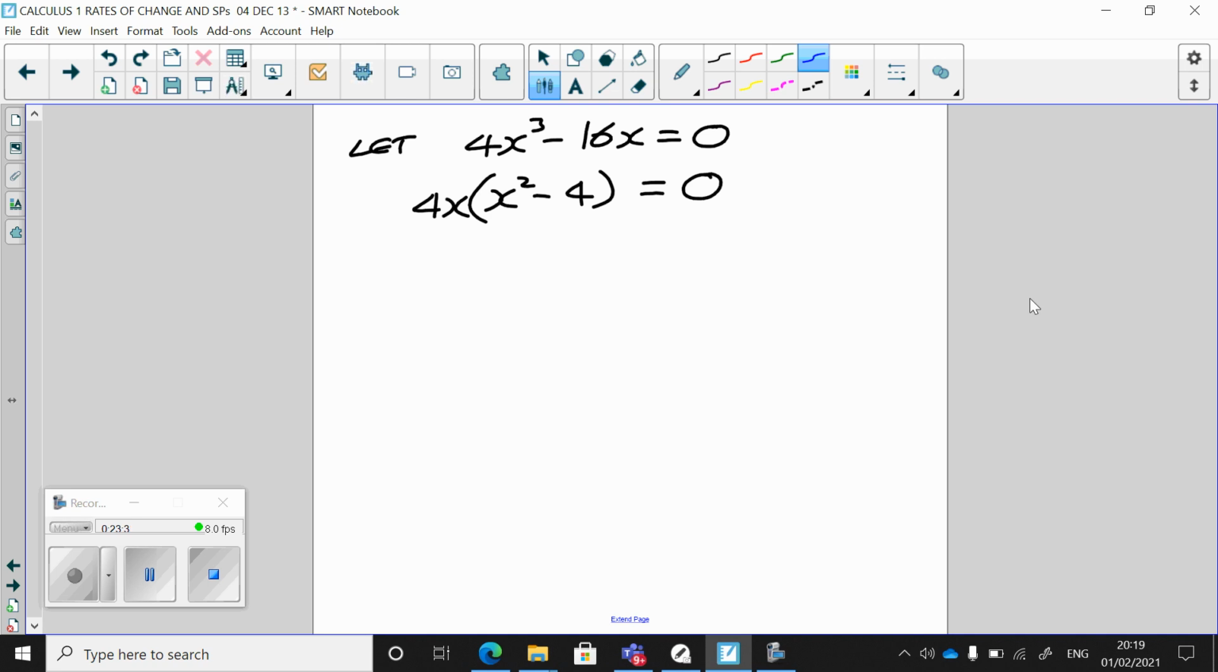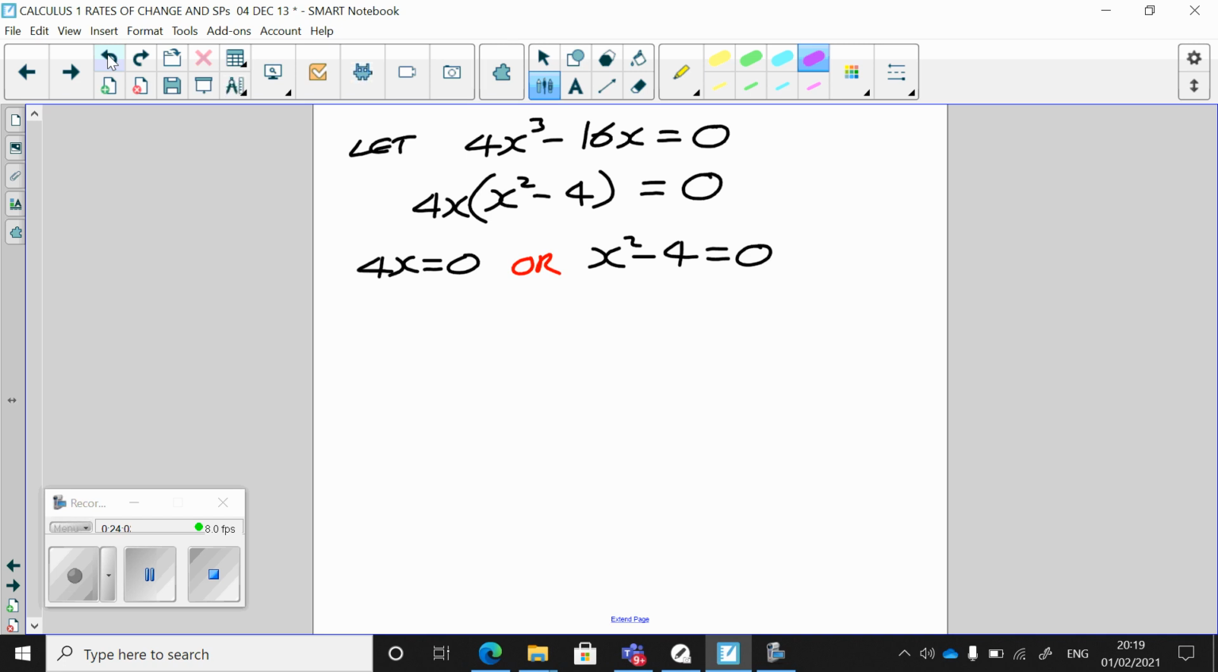X squared take away 4. I can factorise that, I think. But I'm going to separate and solve. So I'll get something times something is equal to 0. So I've got that times that is equal to 0. The only way that it's true mathematically is if one or both are equal to 0. So I'm going to separate and solve here. That's what I've done. So 4x is equal to 0.